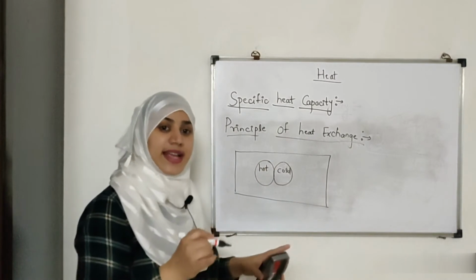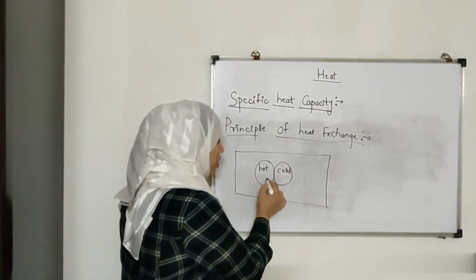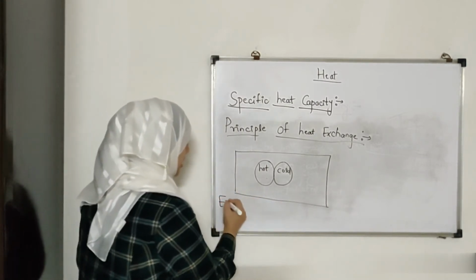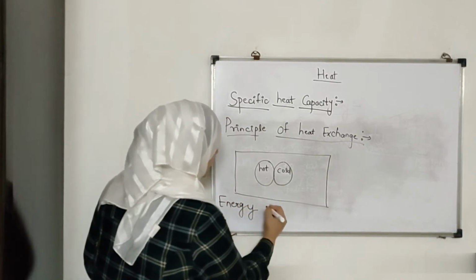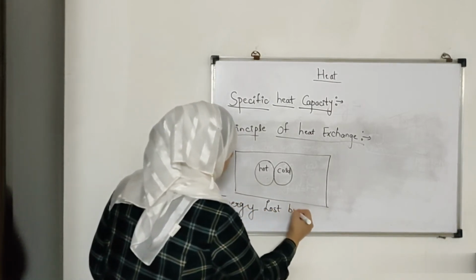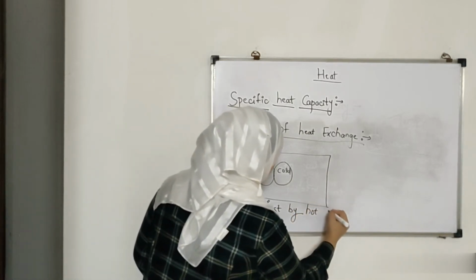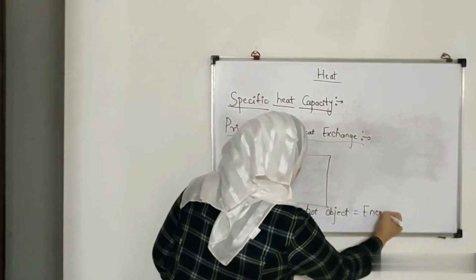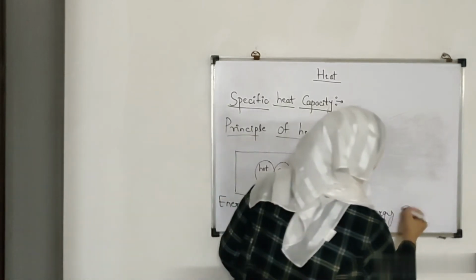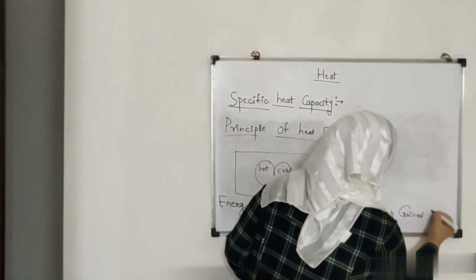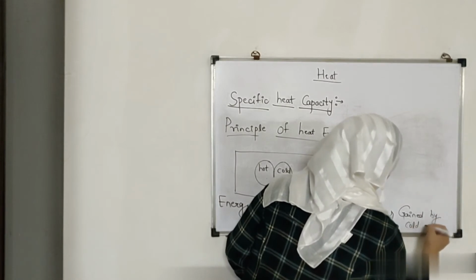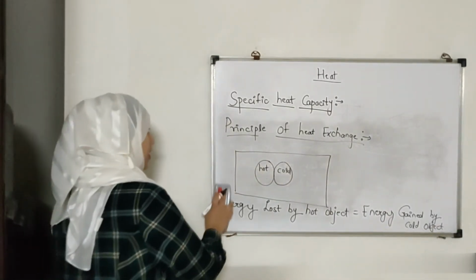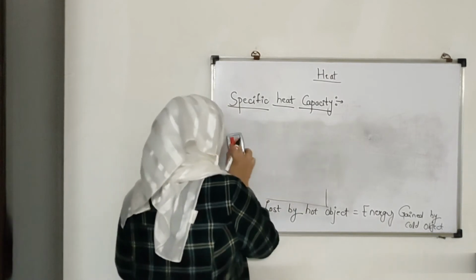The principle of heat exchange says that the energy lost by the hot object is equal to the energy gained by the cold object. That is the principle of heat exchange: energy lost by hot object is equal to energy gained by cold object. Now how do we calculate the energy lost and the energy gained? It all depends upon the specific heat capacity.